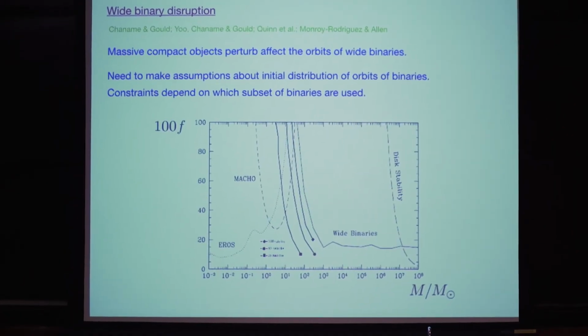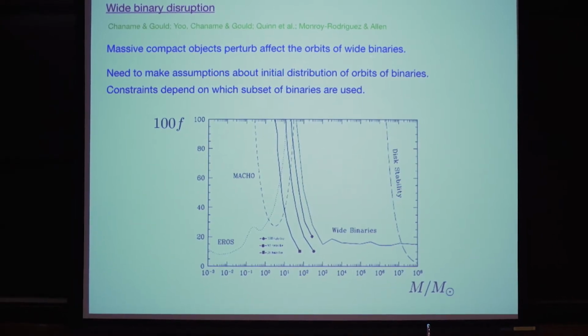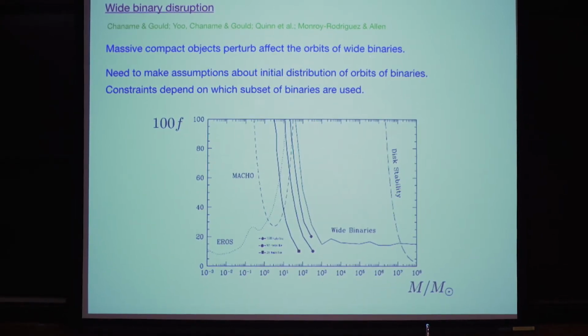So next up, wide binary disruption. You do observe in the Milky Way halo binary stars that are really quite far apart. And if there were compact objects in the Milky Way halo, they would perturb these binary stars. Either close encounters would just split the binary up completely, or the cumulative effects of lots of encounters would make the binaries wider and change the distribution of the orbits. There's been a sequence of papers on this going back to Chanamé and Gould, and most recently Monroy-Rodríguez and Allen. So again, here are the constraints from the most recent papers.